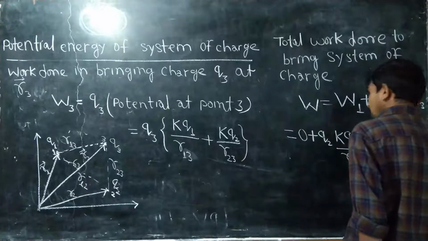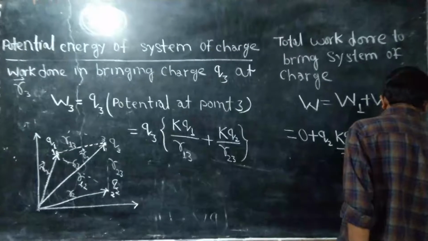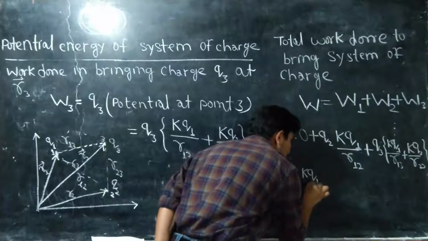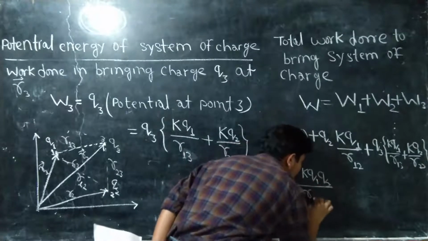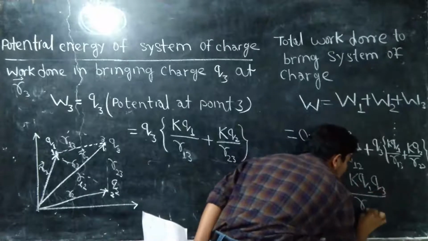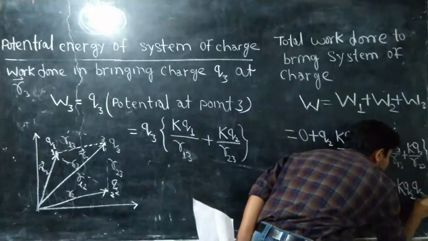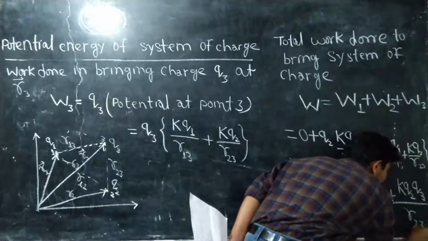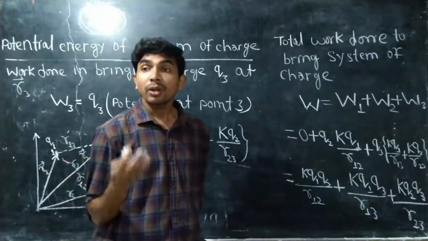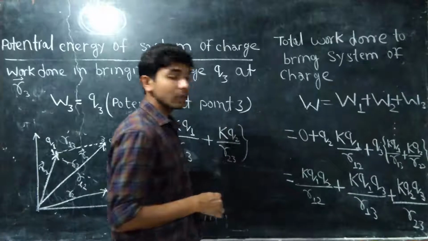K Q1 by R13 plus K Q2 by R23, okay? So further we can write K Q1 Q2 R12 plus K Q1 Q3 R13, and similarly we can write K Q2 Q3 R23. So this is your total work done, and this total work done is your potential energy of system. So W you calculated.